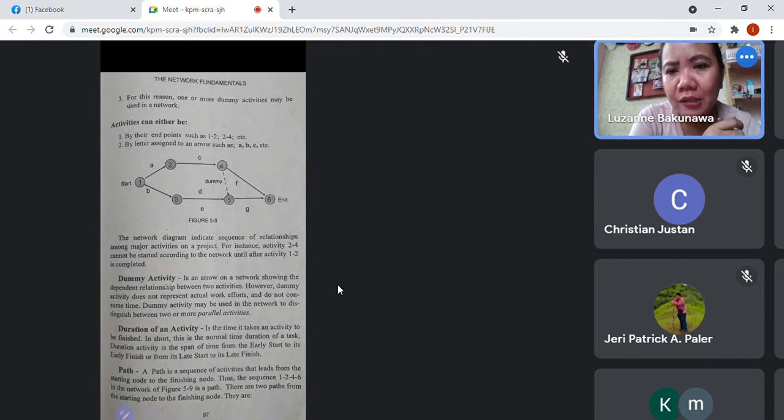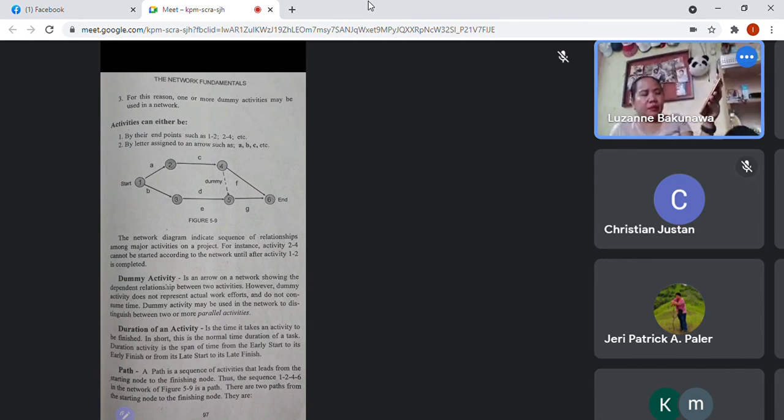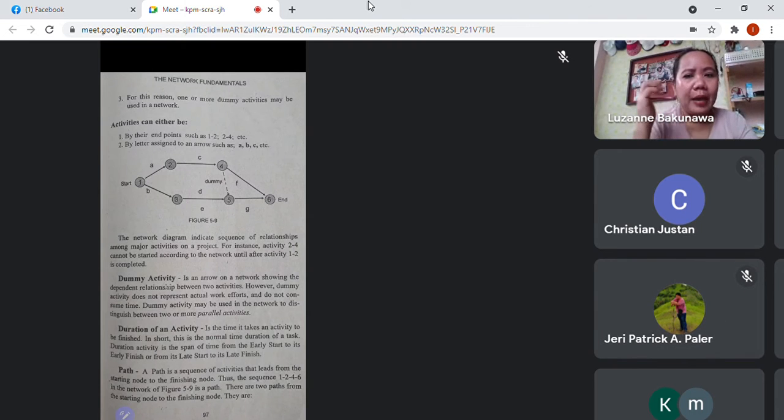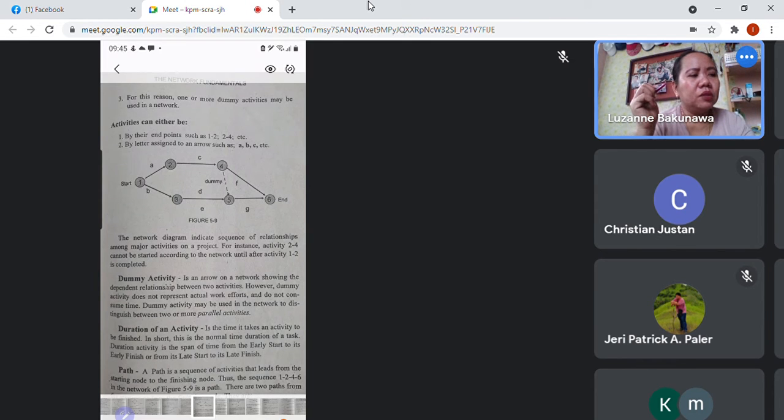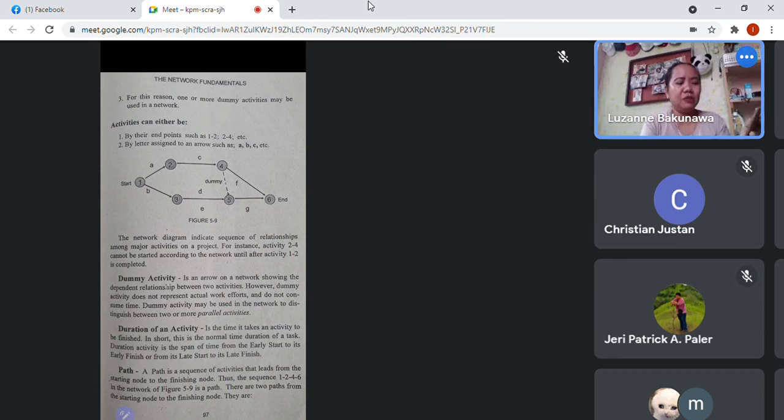Is that a path? Yes or no? No, ma'am. Why not, JP? Because it is not in sequence. In sequence? The numbers? Yes, ma'am. But I explained earlier that activity 5 can come before activity 4. That is not an activity, it is an event. The activity is A, B, C, D. It is an event, so there is no sequential relation.